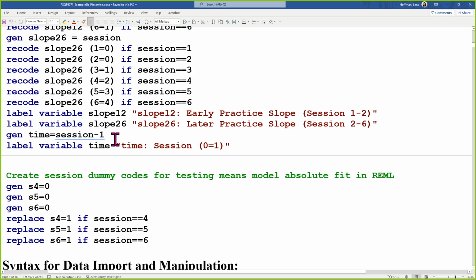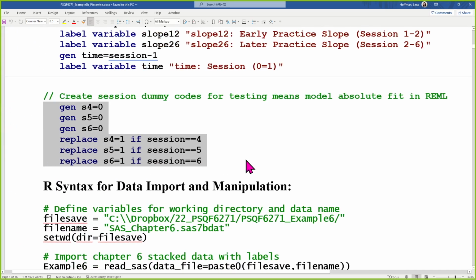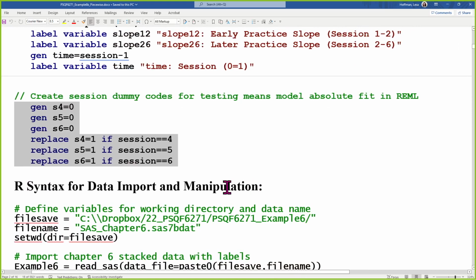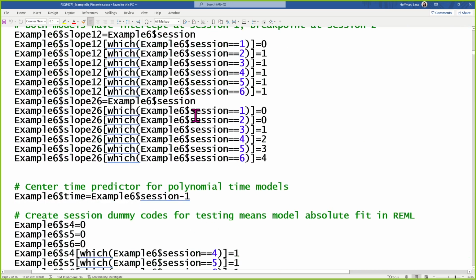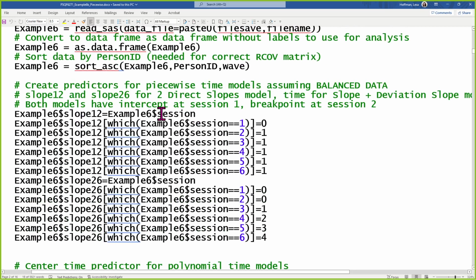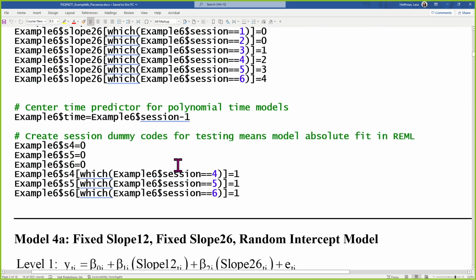We have time as session minus 1. And then we have the session dummy codes, which we actually only need this many in this example, but I included all of them in SAS for reasons I now don't remember. And folks in R, again, this is the way I know how to do it. It's probably more code than it needs to be, but it's, to me at least, clear what is happening. So I set slope 1, 2 equal to session, and then use this which command to systematically recode it from 1 to 6 into 0 or 1 for the first slope, or from 1 to 6 into 0 to 4 for the second slope. Then we have the time predictor, and then we have the dummy codes for the last 3 sessions that we're using to test absolute fit.